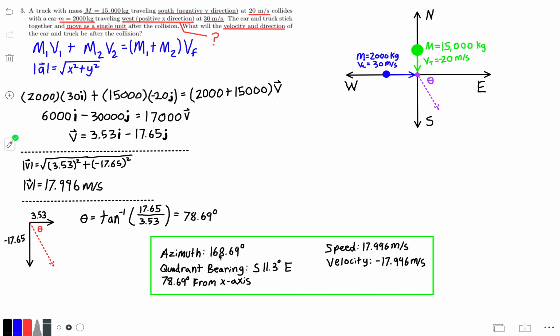The angle is 168.69 degrees. The compass quadrant bearing would be south 11.3 degrees east, and our degrees from the x-axis is 78.69 degrees.